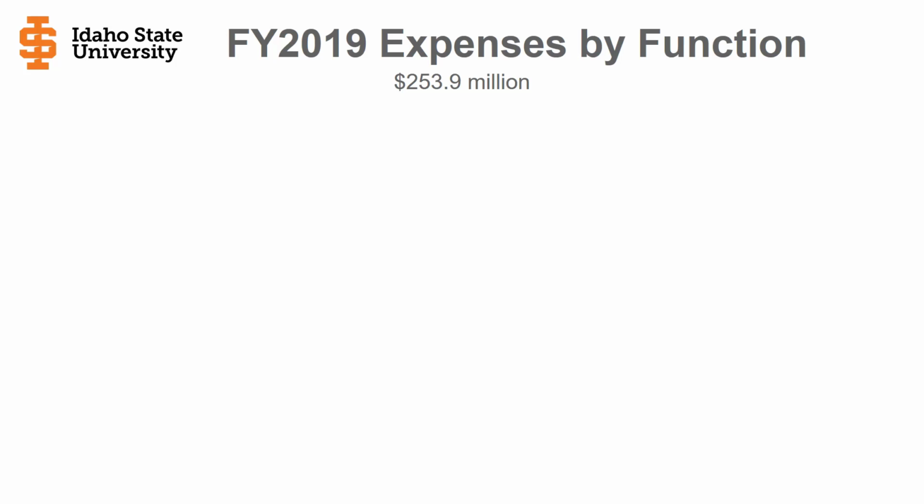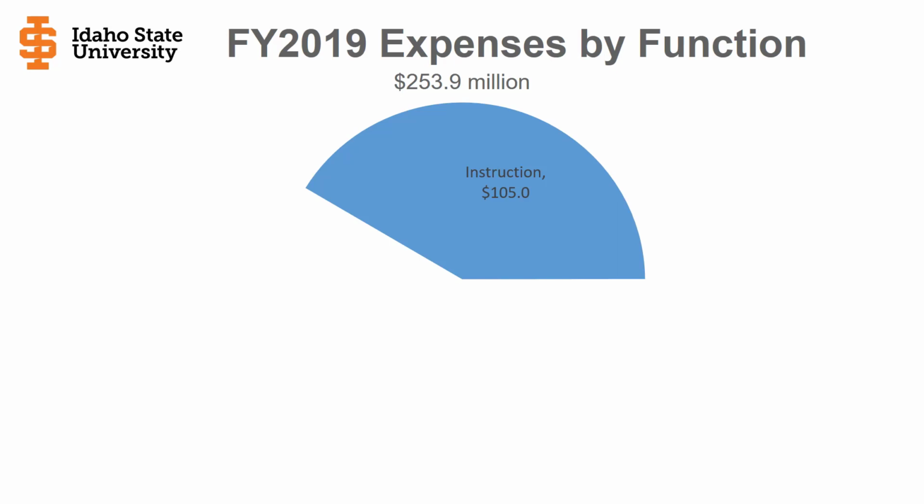Classification of expenses by function or the NACUBO categories allows us to view our expenses through a different lens. In the previous slides, we saw that personnel expenses accounted for 2/3 of our university expenditures. When looking at our expenditures by function, the largest component is instruction at $105 million, representing 41% of the expenditures.